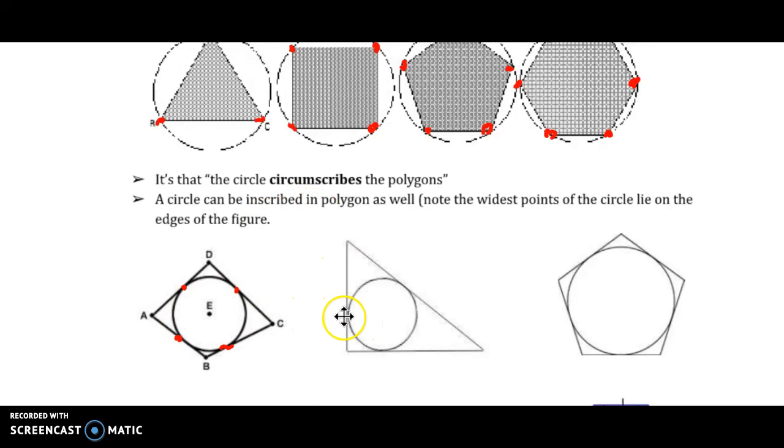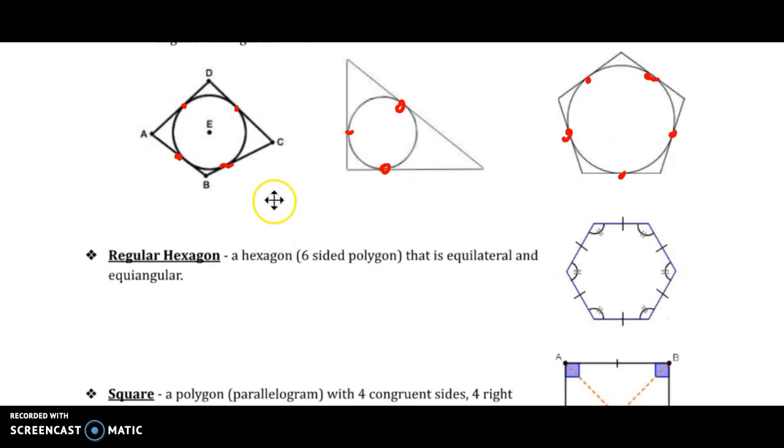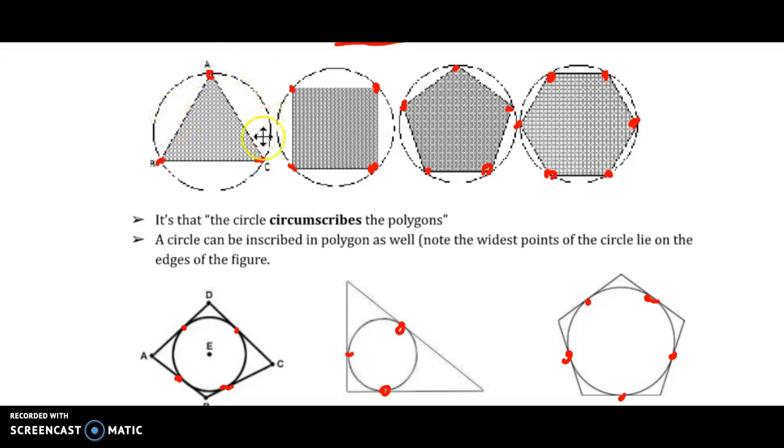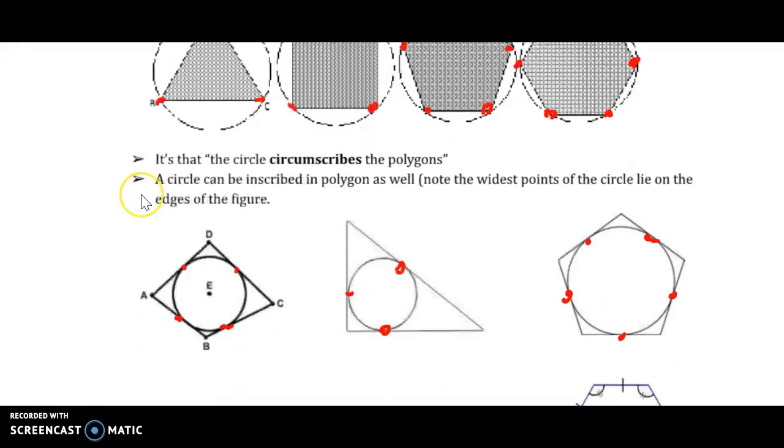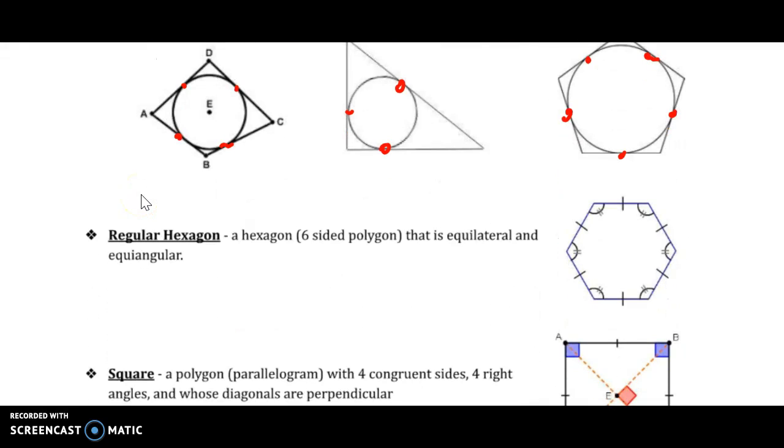So for as many sides as it has, that's how many points at which the circle needs to be touching or completely contained within that figure. So notice here, the circle touches all 5 sides of the pentagon. It is completely contained within the pentagon. For our purposes, for this particular lesson, we are going to be making figures contained within a circle, or inscribed in a circle.